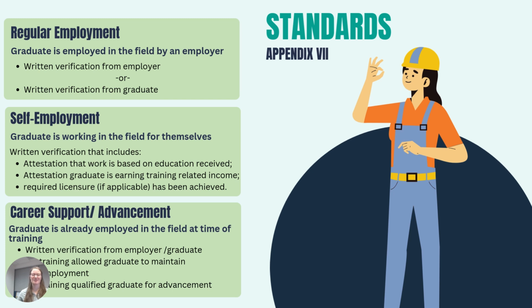The third classification for employment is career support or advancement. This is when a graduate is already employed in the field at the time of training. This is not for when a student gets an externship in their program and then is hired out of that externship. This classification is meant to gather students who were already employed at the time they started their training or spent a significant portion of their training employed in the field.